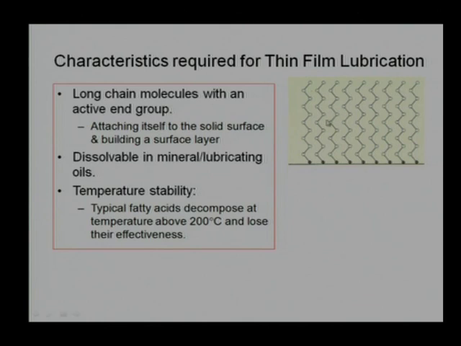This figure gives explanation of the first point. We say that there are polar ends, active group ends, they are connected with the surface, and there is a non-polar end. This is a tail, is a chain. Longer the chain, better the results, because longer the chain, it can easily bend. It does not require much force to bend. I can think about the cantilever beam. Lesser the length of cantilever beam, it will require more force to bend. If longer the length of cantilever beam, it will require lesser force to bend.